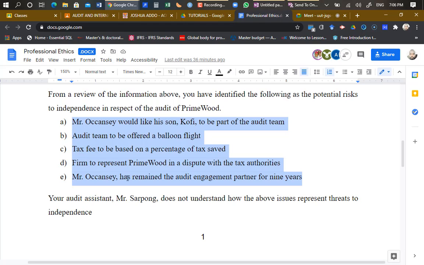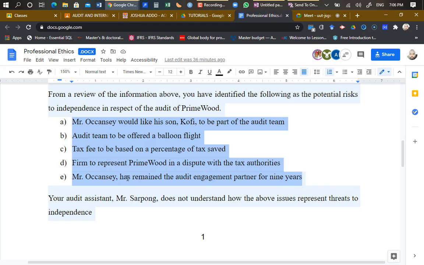Yes, your name, please. Lisbeth. Okay, Lizzie, talk. Please, I want to take the C. Okay, you want to talk about the C: the tax fee to be based on a percentage of tax paid. Okay, let's hear you.